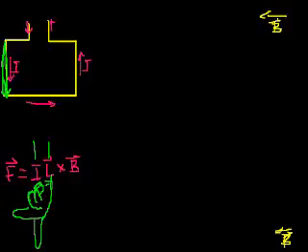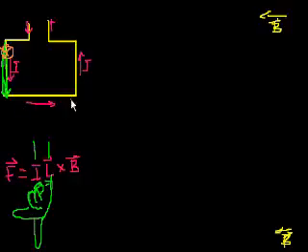So let me draw that. The force vector, I'll do it in this orangey brown color. The force vector on this segment of the wire is going to be going down. Now what about this segment of the wire?